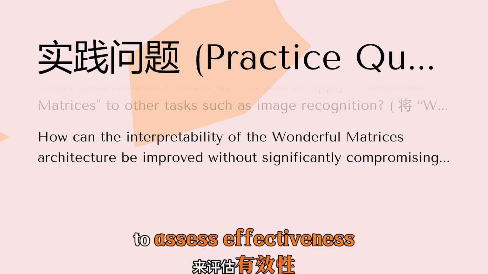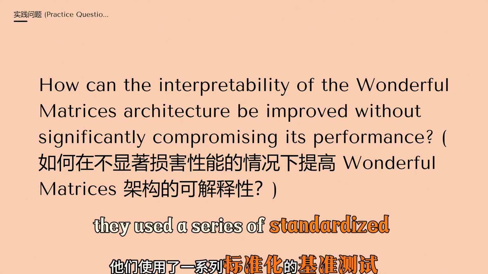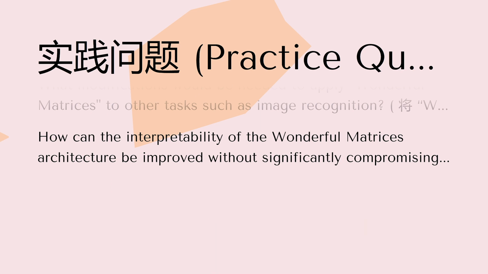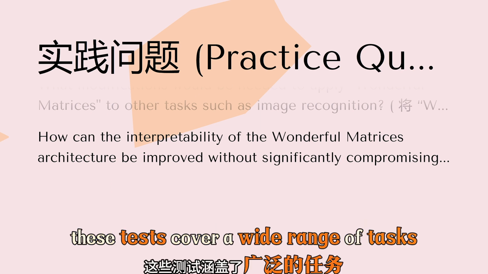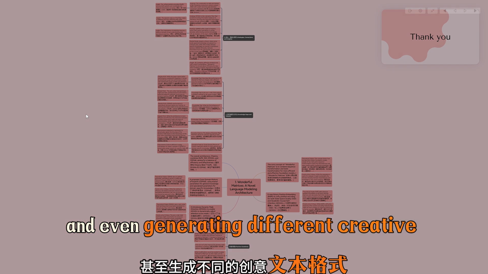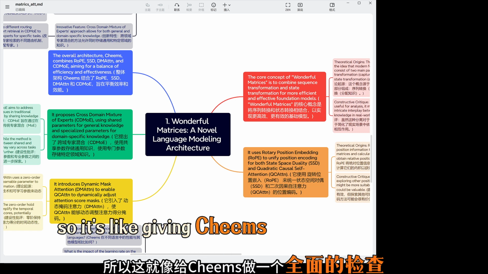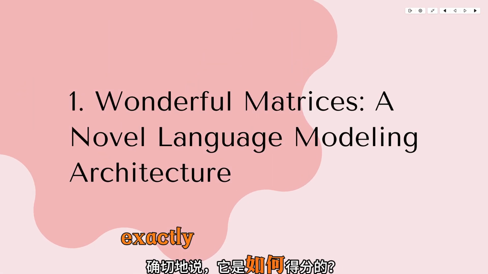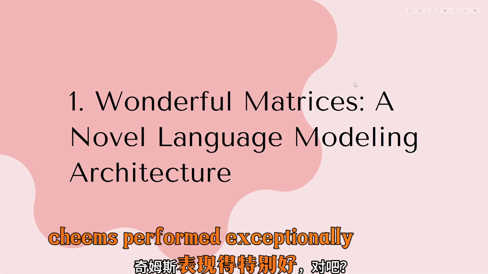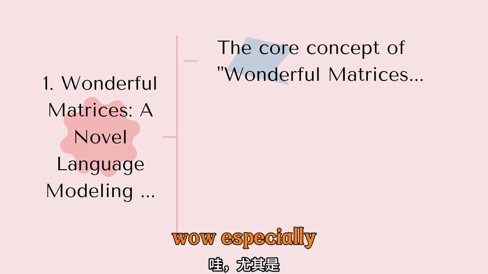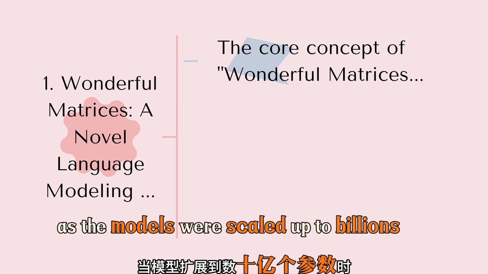To assess effectiveness, they used a series of standardized benchmark tests designed to evaluate the performance of language models. These tests cover a wide range of tasks, from understanding and responding to questions to summarizing lengthy texts and even generating different creative text formats. So it's like giving Teams a comprehensive exam to see how well it understands and generates language. Exactly. And how did it score? Teams performed exceptionally well, consistently outperforming the other models on most metrics. Wow.